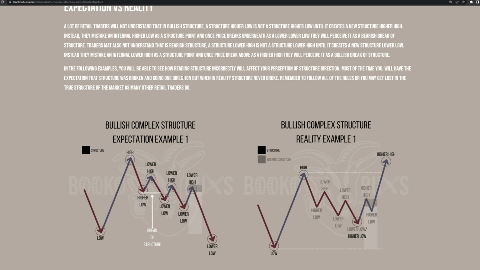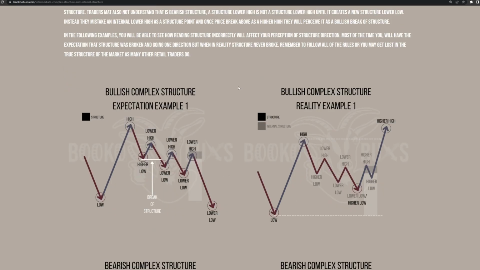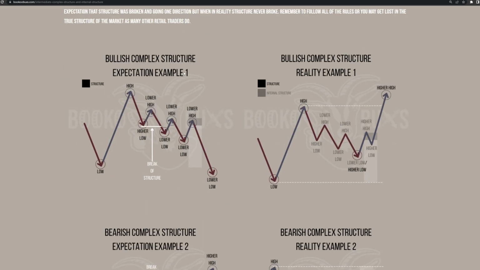So to sum it up, a lot of people don't know how to truly identify structure. So what happens is they get confused between internal structure and the true structure points. And I'm going to show you some examples of how that could be dangerous. I won't say dangerous, they just hinder you from being profitable. So, bullish complex structure expectation example 1.